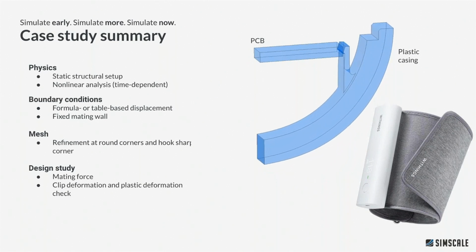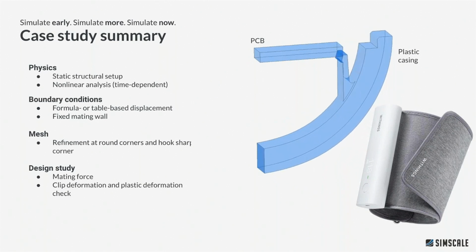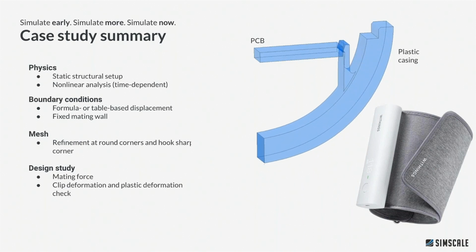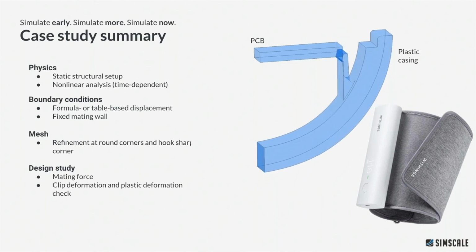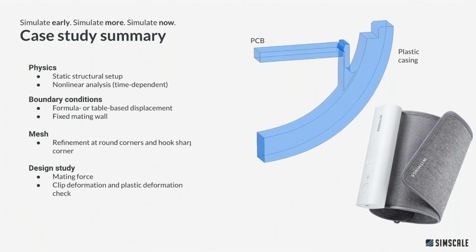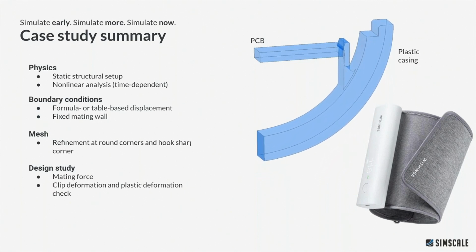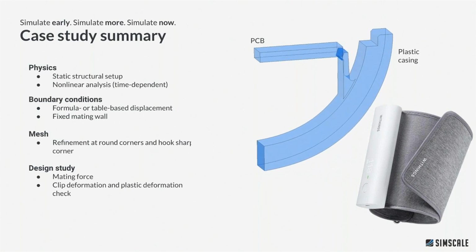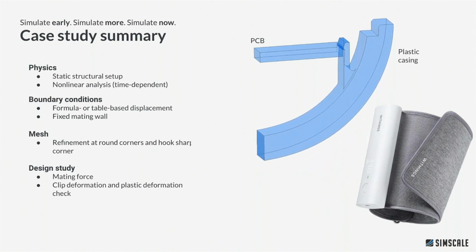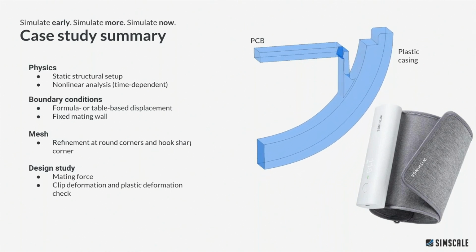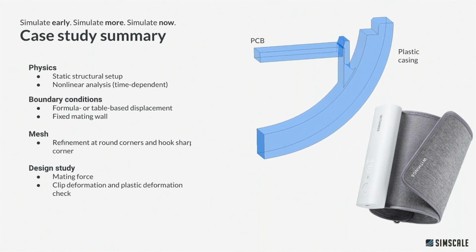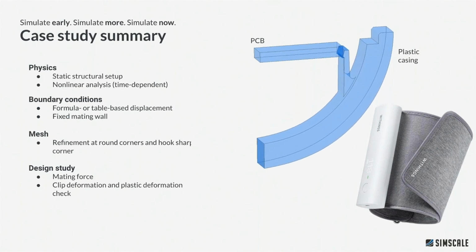The corners are going to be refined in the mesh to allow for precise calculations because, as you may see, we have some sharp corners, some radius at the base of the clip. And this is a very important step for mechanical simulation. Finally, at the end of the simulation, we'll be able to obtain the mating force of this joint, as well as to check if the deformation is acceptable for the chosen material. That is, if it's still in the elastic region of this material.